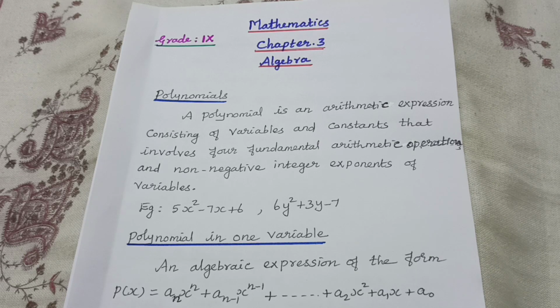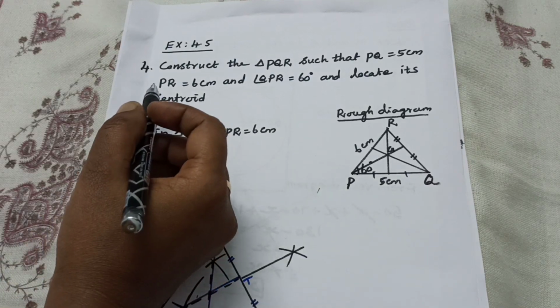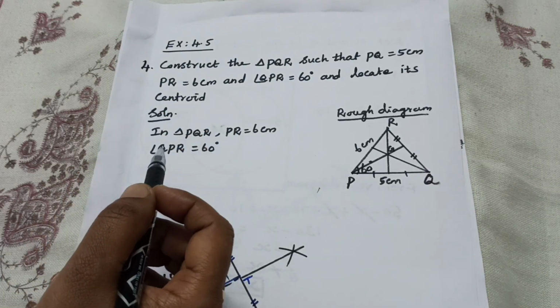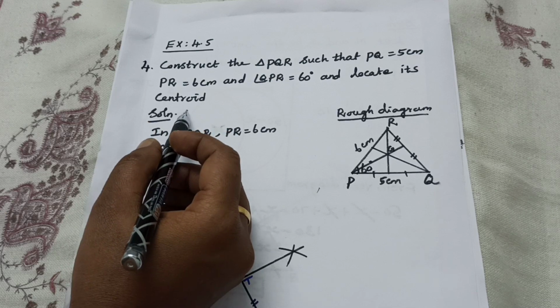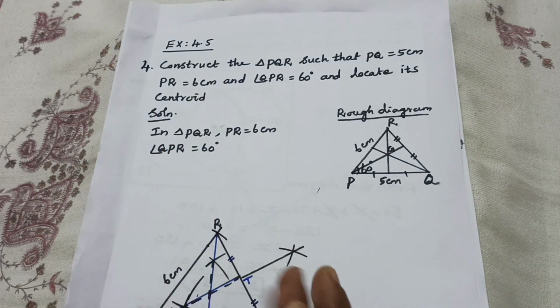In last class we completed practical geometry 1 exercise. Today we are going to see third chapter algebra. Before that, you have to check practical geometry 2 problems. Okay, from centroid 1 sum, then orthocenter 1 sum.